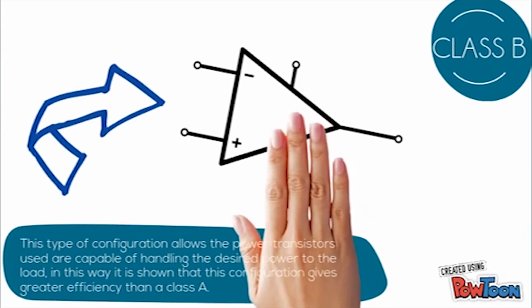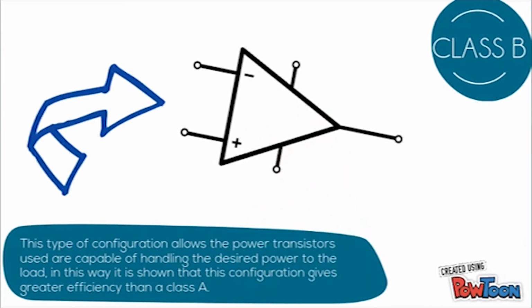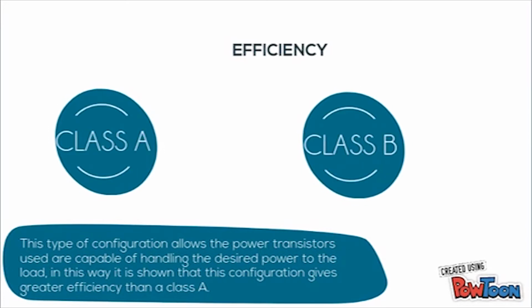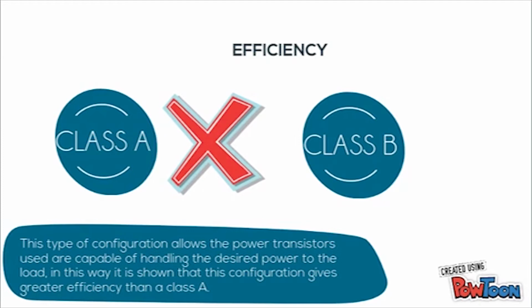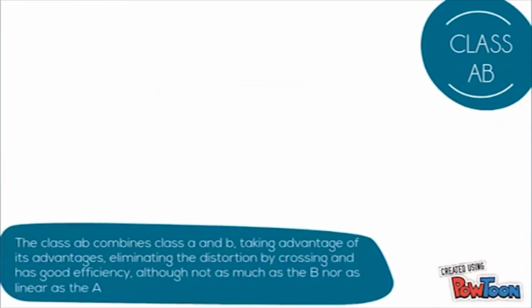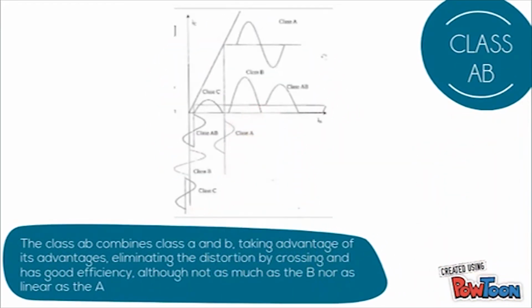This type of configuration allows the power transistors to handle the desired power of the load. In this way, it is shown that this configuration gives greater efficiency than class A. The class AB combines class A and B, taking advantage of both, eliminating the crossover distortion, and has good efficiency, although not as much as B nor as linear as A.